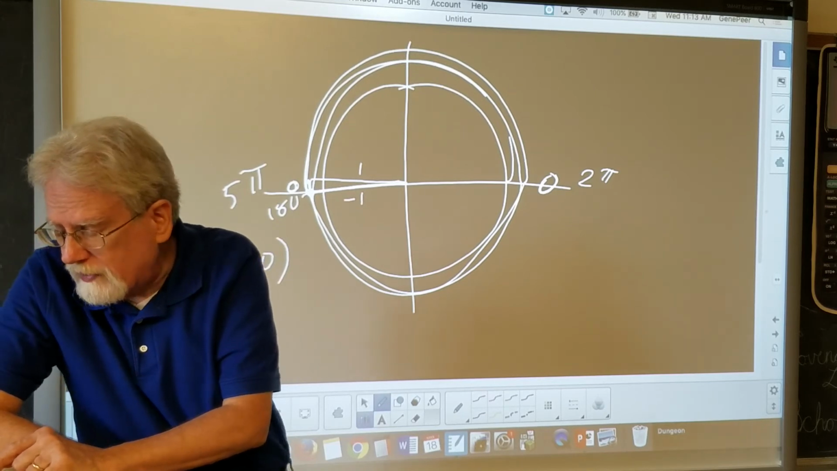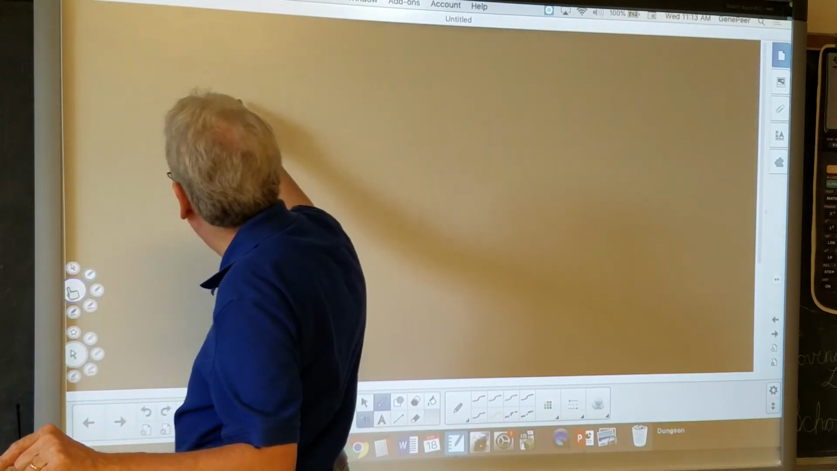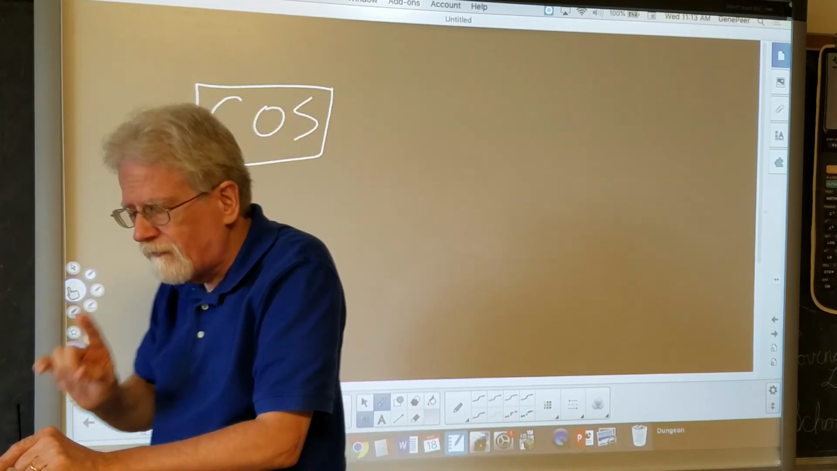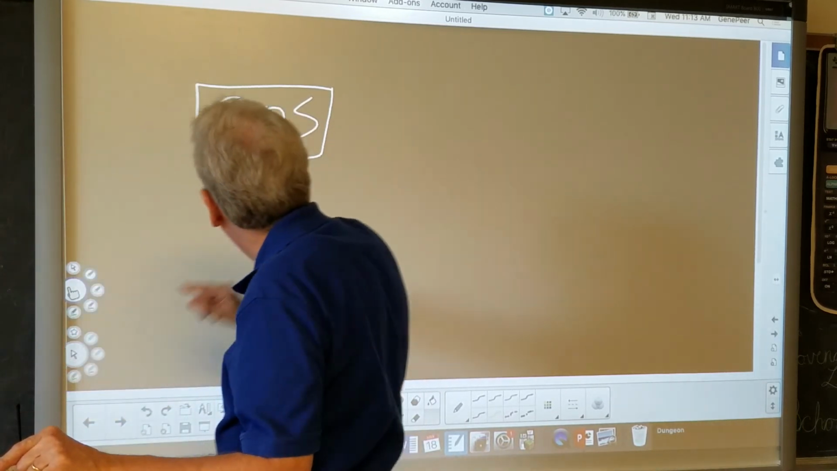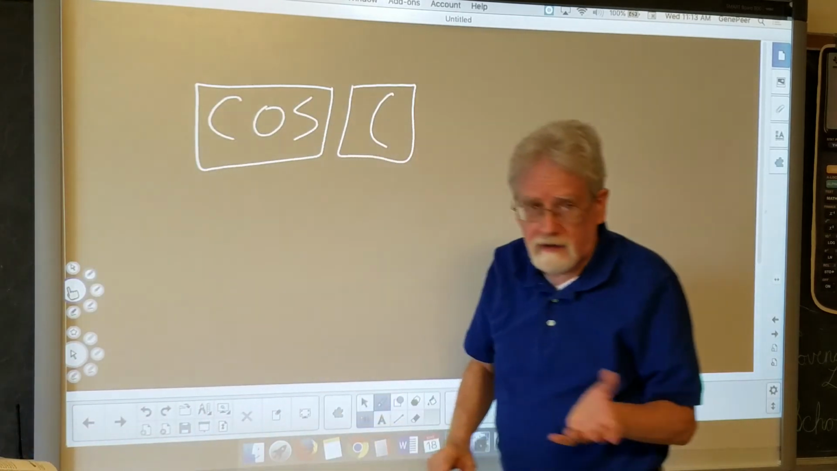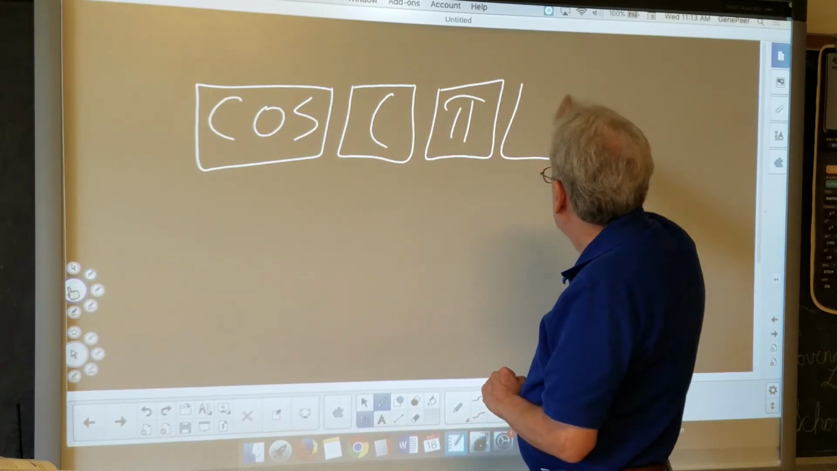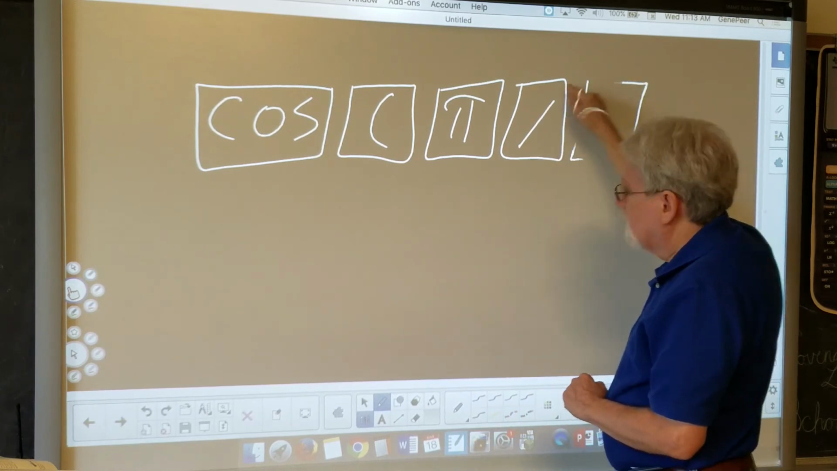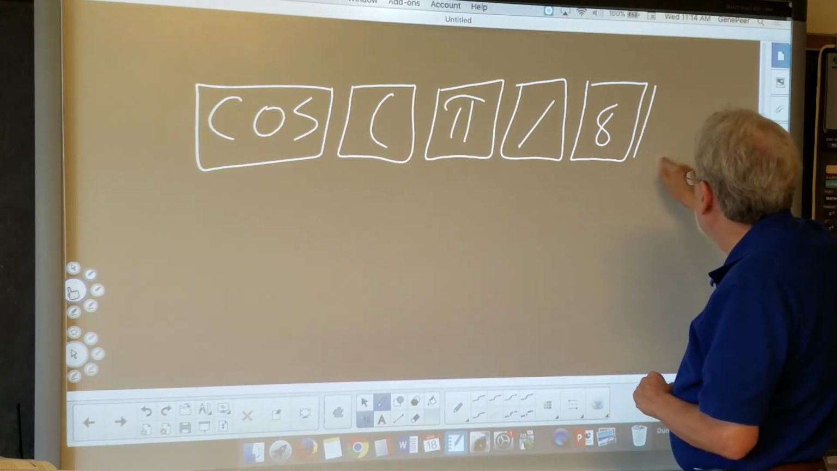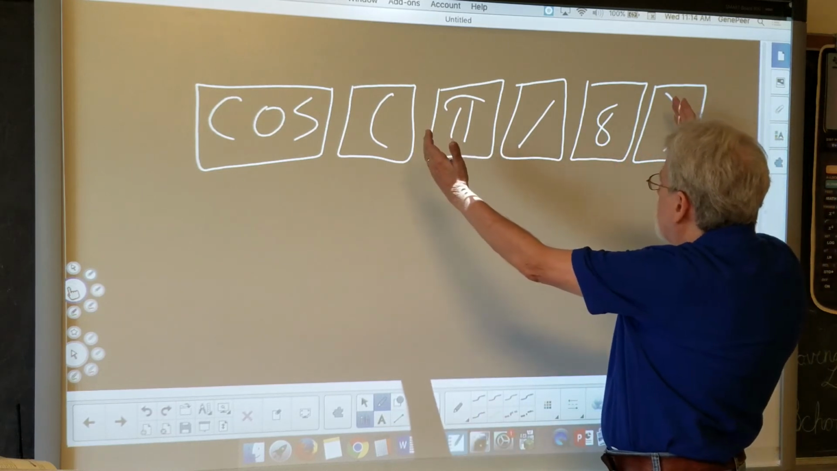So we're going to do cosine of, and on the calculator, depending on the calculator, you may have to hit the cosine key, and then it'll probably provide a left parenthesis for you. If it doesn't, hit the left parenthesis key, and then do your pi. You have a pi key. Find your pi key. Hit your pi key, and then divide by 8. And then hit your right parenthesis key. That'll give you the cosine of pi divided by 8.